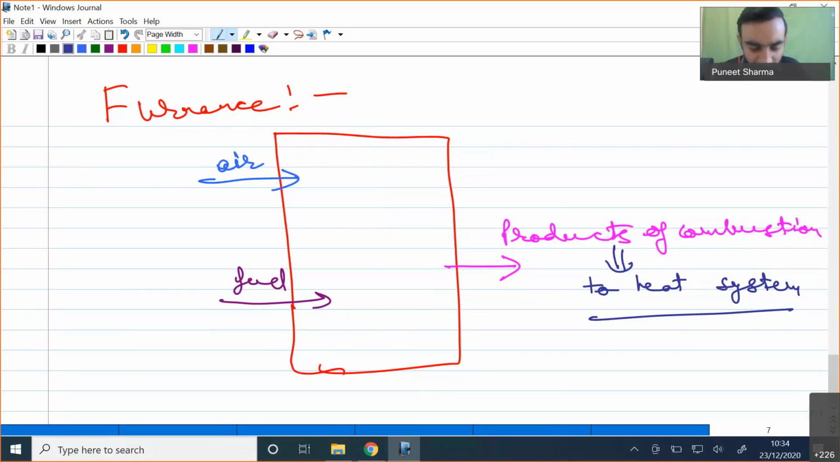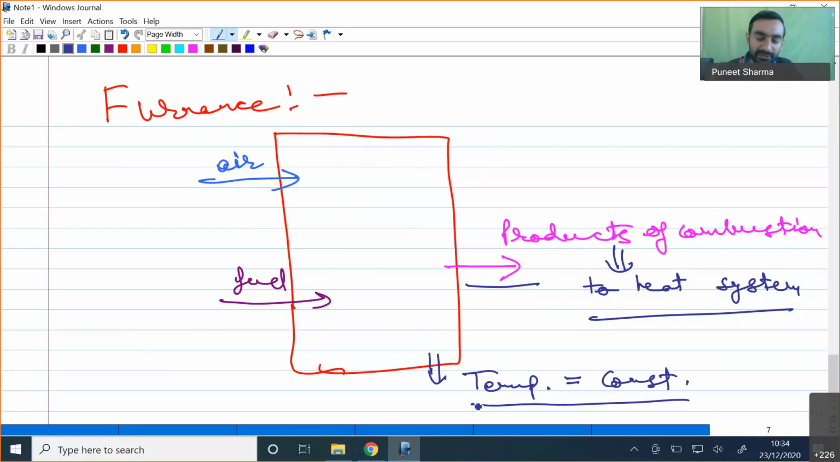So in the case of a furnace, we add the air and fuel at some particular rate, and if at the same rate at which heat is being released we are removing the products of combustion, in that case what will happen? The total heat inflow to the system and the total heat outflow from the system will remain constant. If heat inflow and heat outflow are the same, what will happen? The temperature of the furnace will be constant. Okay, so the temperature of the furnace will remain constant.